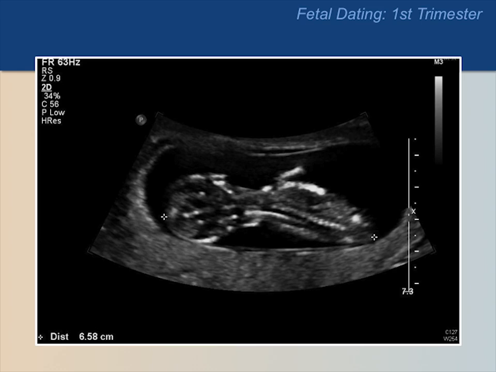The answer is that the fetal position is not neutral and we cannot see the face. The calipers were placed correctly.